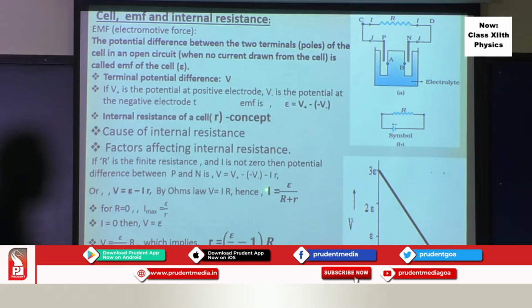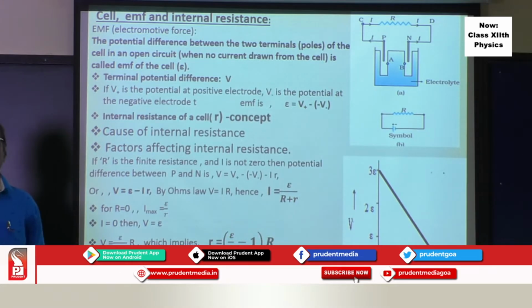If you substitute and rearrange this, you will get I is equal to E upon R plus r, and this formula you can get. You can find out the internal resistance also by rearranging this term: r equals (E by V minus 1) into R. So we can use these formulas later whenever the situation arises in a problem.